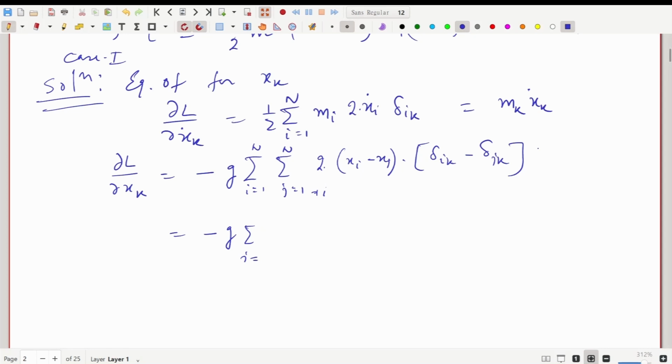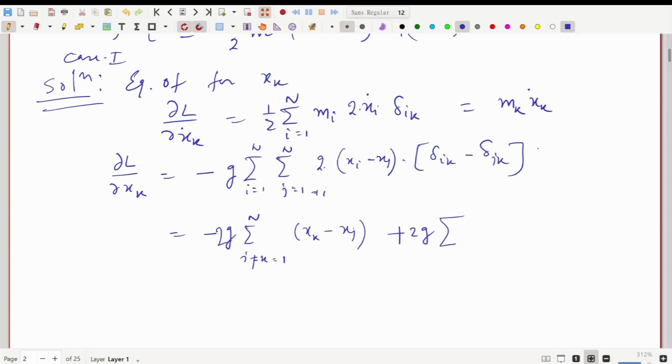So, j not equal to k, and for 1 to n, and you will have 2 will come out, and you will have i replaced by k. So x_k minus x_j, and this is the first term. Second term, there is already a minus sign outside. So it is plus, and then 2g will be as it is.